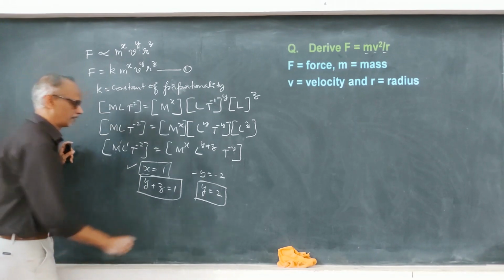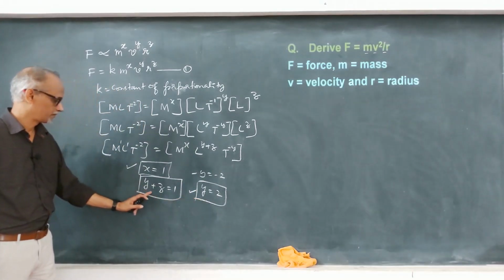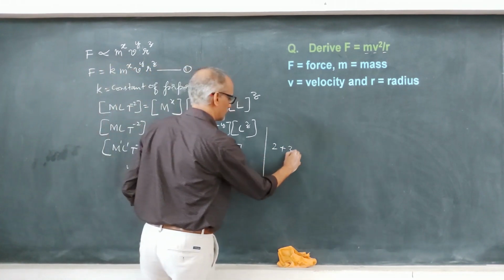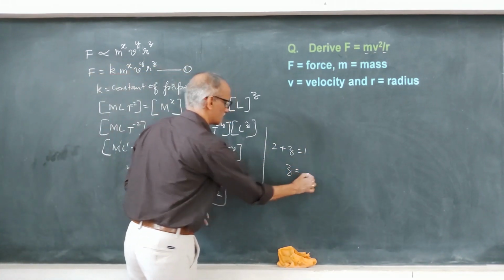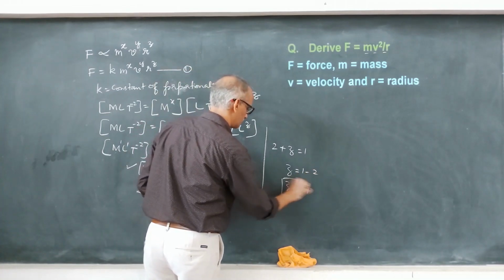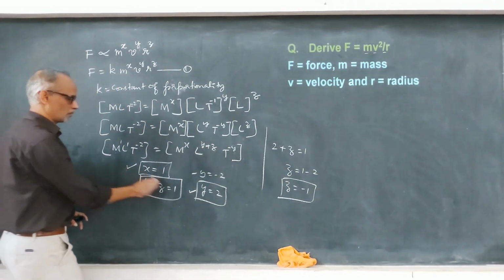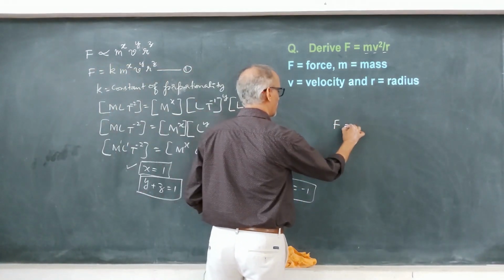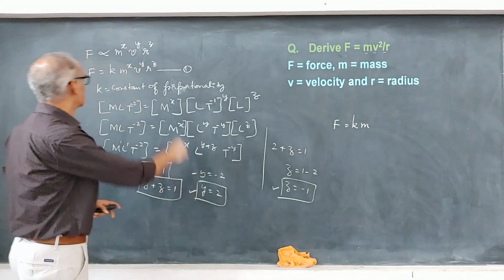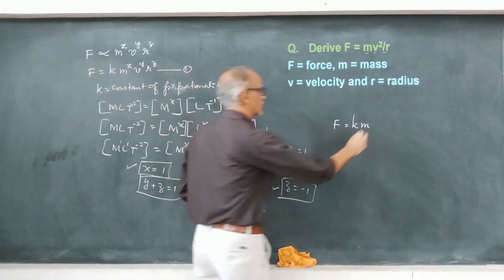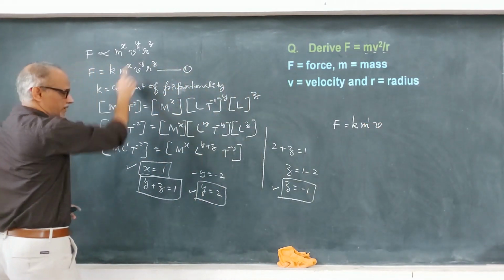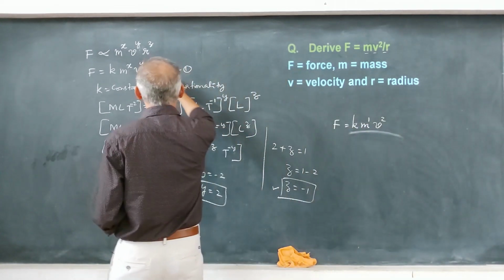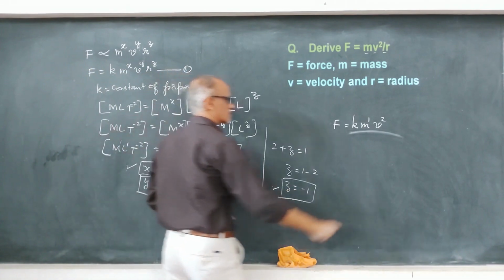So we have found the value of x, we have found the value of y, and now you substitute that here. Y is 2, 2 plus z is 1. So what is z? It's 1 minus 2, which is minus 1. So there we are with the x, y and z. Now time to write the equation. F is equal to k m to the power x, which is 1, m to the power 1, v to the power y, y is 2, then r to the power z, z is minus 1, so r to the power minus 1.